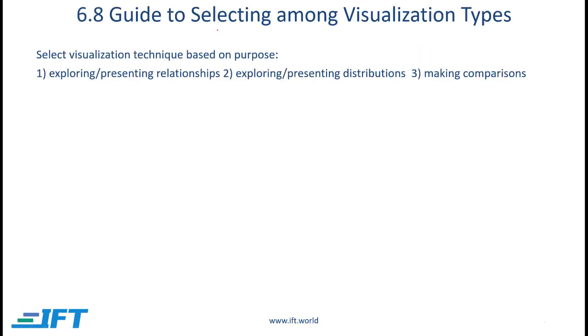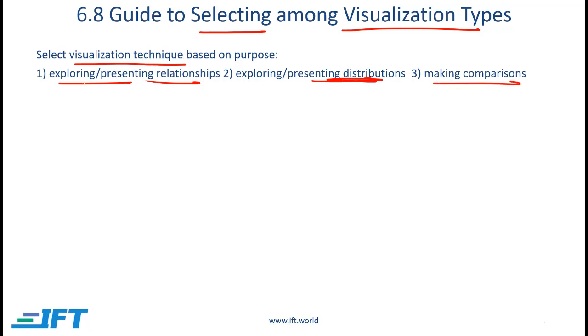Let's now talk about selecting among different visualization types. And from a testability perspective, this is extremely important. When we talk about an appropriate visualization technique, the choice here depends on why we are visualizing data. Are we trying to explore or present relationships or associations? Are we trying to understand the distribution of data, or are we making comparisons? Let's start with exploring or presenting relationships. Relationships can also be called associations.